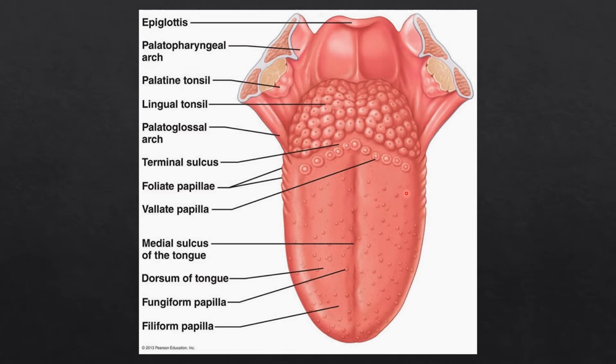Whereas the dorsal surface of the tongue, this one is the dorsal surface, appears rough in nature because of the presence of numerous mucosal projections called papillae, also called lingual papillae. Based on structure and function, the papillae are of four types.